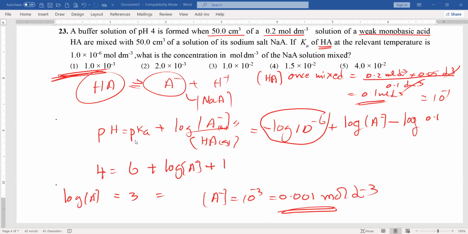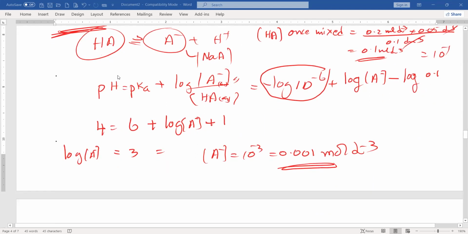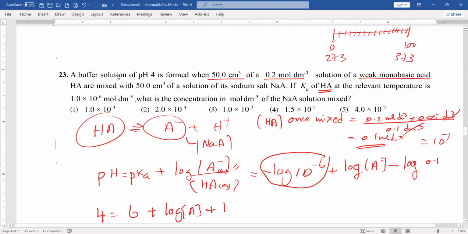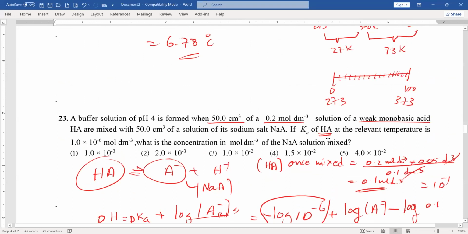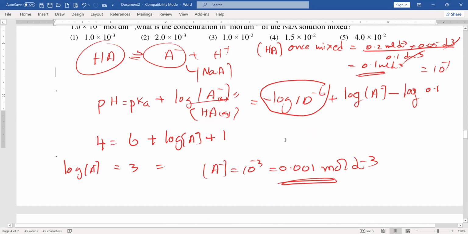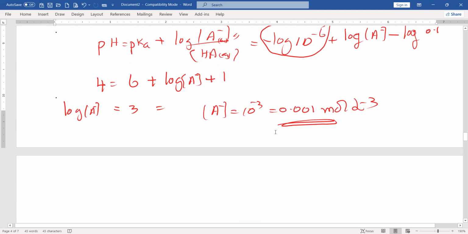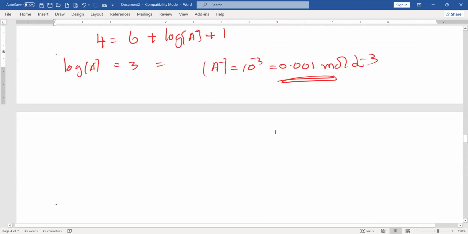In this case, you will get the concentration. But the answer is not the first one, right? Why is the answer not the first one? Because in this case, you get the concentration of A minus after mixing. The volume has been doubled. Therefore, the initial A minus concentration may be something else, right? So this is the concentration after dilution. Dilution means the concentration has been halved.